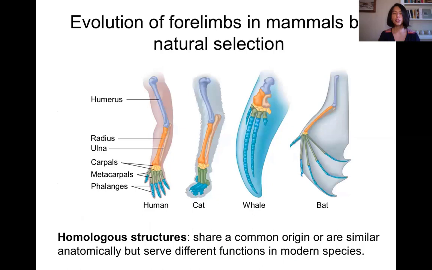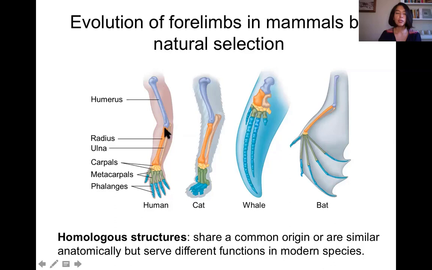For the macroevolution, I want you to think about this. All of these examples here, humans, cats, whales, and bats, have something in common. They have structures that at first glance look different, but they actually share a lot of history. These are homologous structures, and they share a common origin or are similar anatomically, right? If you look at these colors, they are bones that are found in all of these four examples.